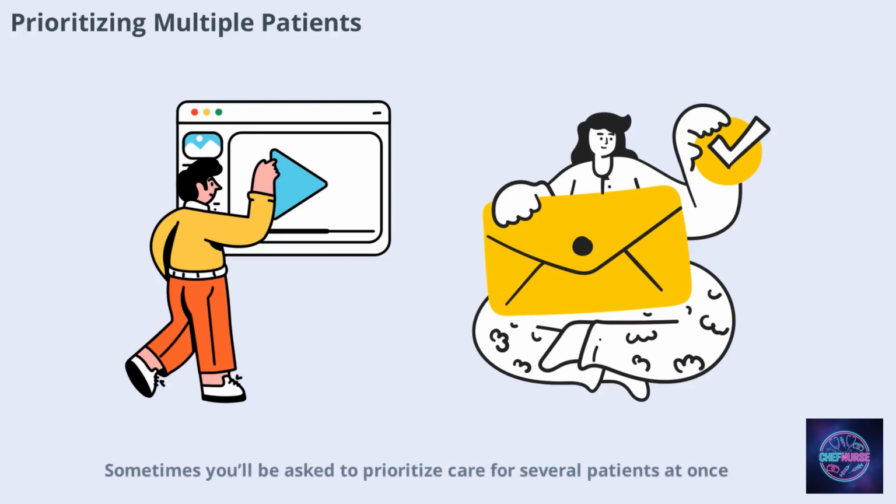Sometimes you'll be asked to prioritize care for several patients at once. Always start by identifying who has the most immediate threat to airway or breathing. For example, a patient with mild pain can wait, but a patient with severe shortness of breath or stridor needs attention right away. Use the ABCs as your guide and apply common sense. Life-threatening respiratory issues always come first.